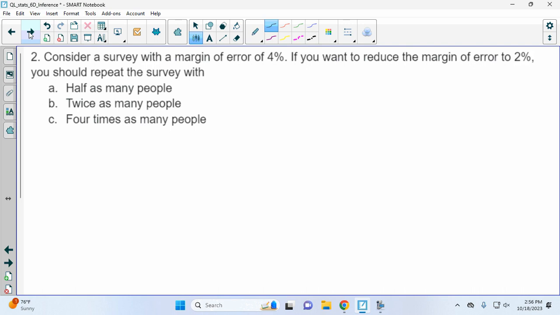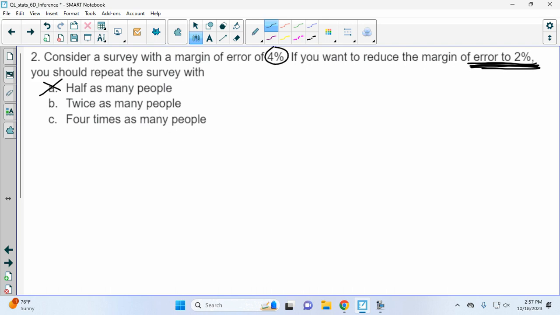Question number 2, we have a survey with a margin of error of 4%. We want to reduce the margin of error to 2%. Should we repeat the survey with half as many people, twice as many people, or 4 times as many people? Well, if we want a smaller margin of error, then we need more people. So it definitely can't be letter A. But then whether or not it's B or C, we need to do a little bit of algebra.